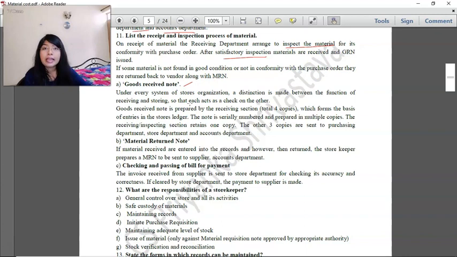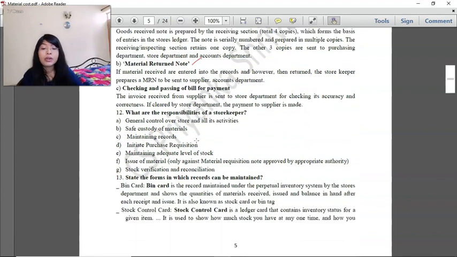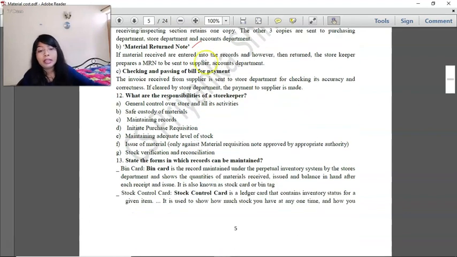Okay, and if there is any defect in the material, then a material return note also needs to be sent to the supplier and to the accounts department. Accordingly the payment will be made, and then they will check and pass the bill for payment. Then the invoice will be generated by the supplier and sent to the store department for checking its accuracy and correctness, and if cleared by the store department, then finally the payment will be made to the supplier.